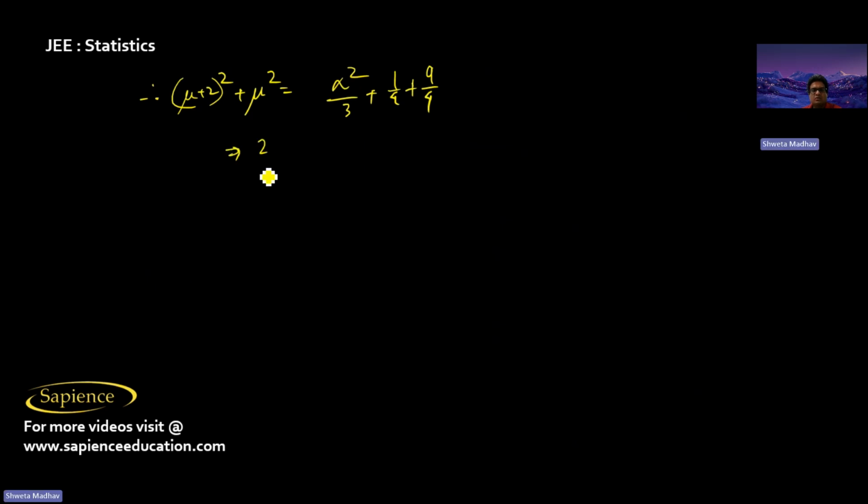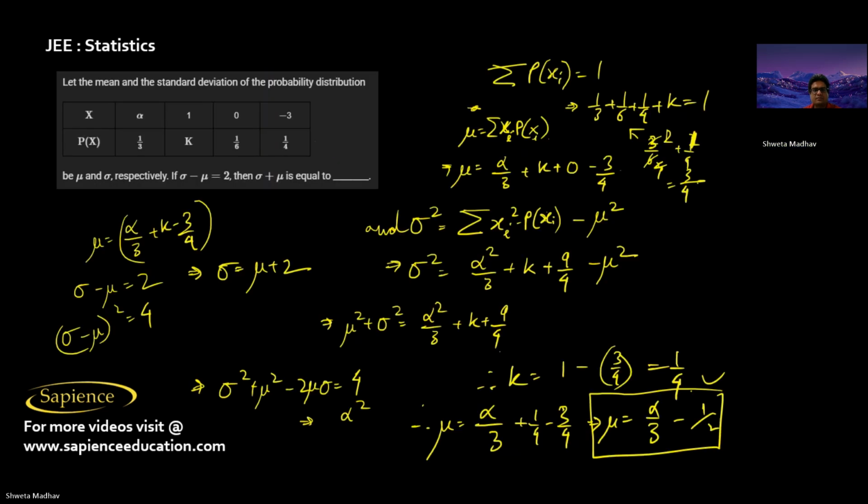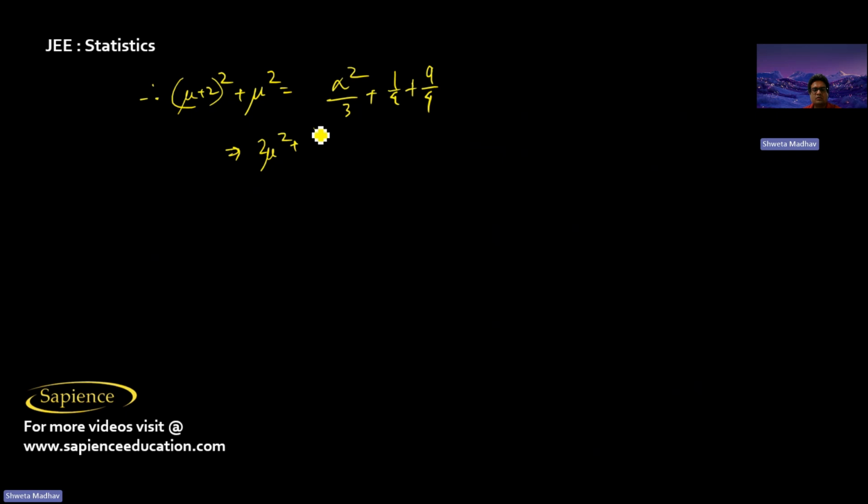It means that 2 mu square plus 4 mu plus 4 is equal to alpha square by 3 plus 10 by 4, that is 5 by 2.